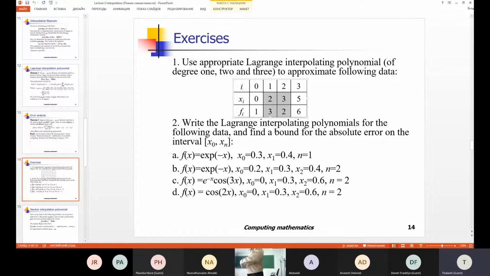And in the second half of our lesson, we consider how to find an approximation, how to find a polynomial of degree 2 that approximates, interpolates the given data. So in the second half of our lesson, we discuss the approximation by polynomials of degree 2.